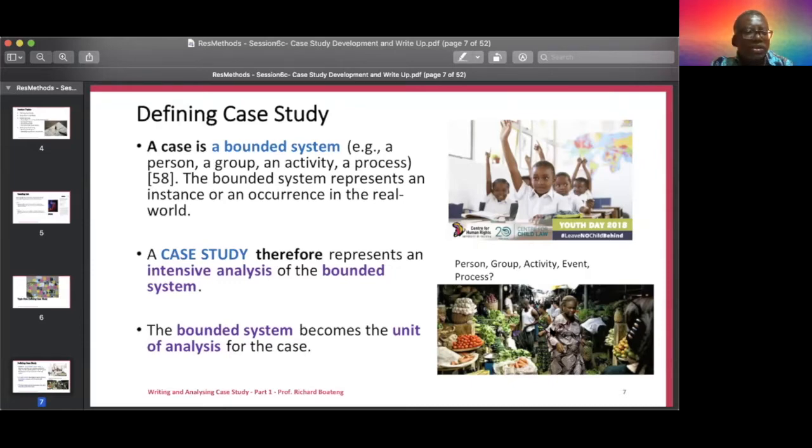Okay, so the bounded system becomes the unit of analysis of a case. So the case itself is defined by the bounded system that you're trying to study. So if you see in my pictures over here, you can see that this is a class with students in it, and there's another one which is a market. It can be a person, a group, an event, or an activity. It can even be a process.